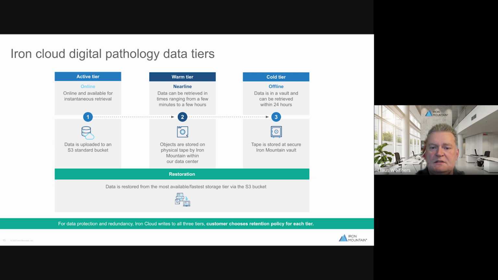During the 30 days is when it's most likely to be viewed and accessed, and when information needs to be shared and collaboration happens. From the active tier, it moves to a warm tier. The time period is approximately 31 to 91 days.